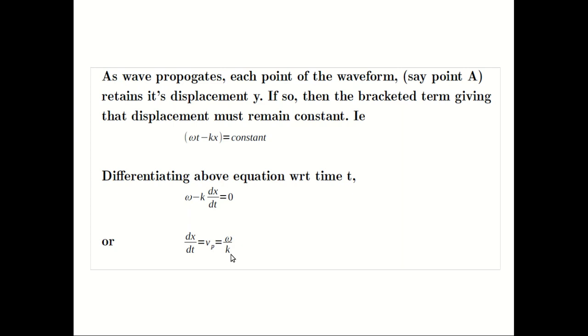Thus, again we have obtained the expression for phase velocity to be equal to omega by k. Now, let us consider the mathematical expression for group velocity. Let us see how we can obtain the group velocity of waves that get combined to form a resultant wave.